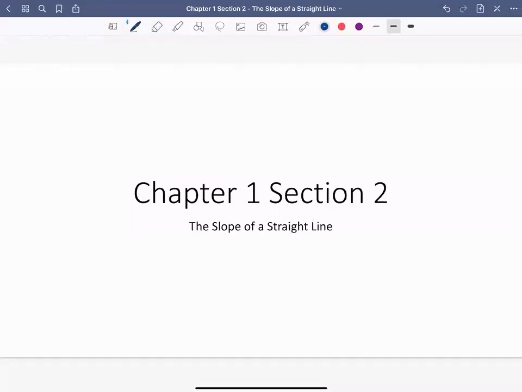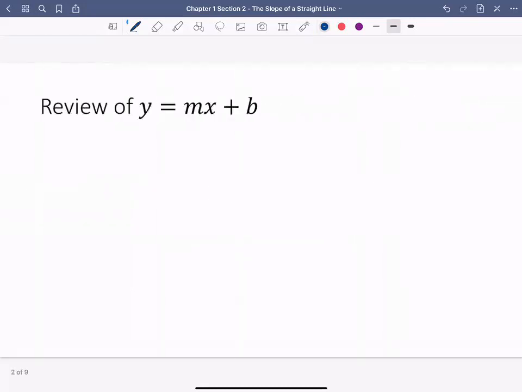All right, so this lesson is section 2 of chapter 1, and it really talks mostly about slopes of lines. So let's review this equation here. This is slope-intercept form. Again, our text calls it standard form, but we're going to call it slope-intercept form because really it gives us the slope and the y-intercept. And x and y are points on the line. So if I get an x value, it'll spit out a y value and vice versa.